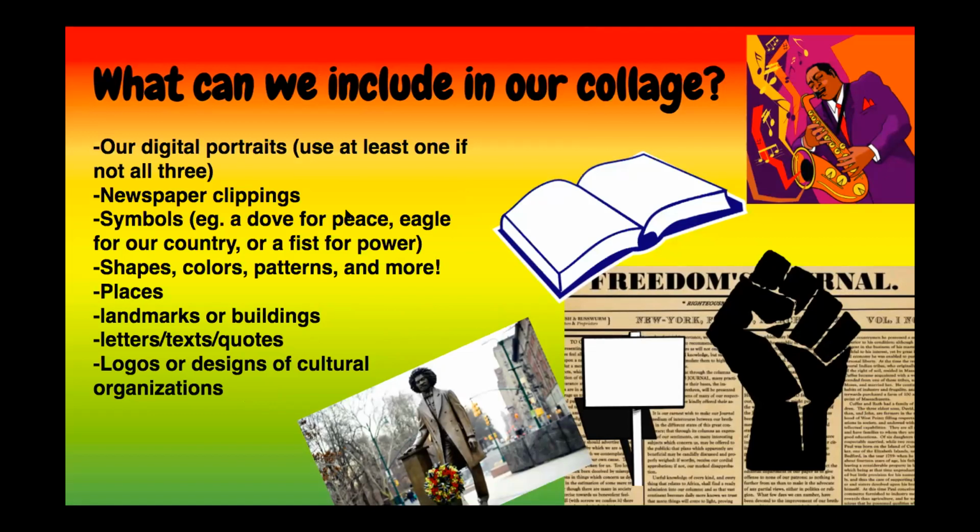You can include other things too, like newspaper clippings, symbols. Some examples of symbols are a peace sign for peace, or a dove. An eagle represents the country or freedom, a fist for power. You can use shapes, colors, patterns. You can use landmarks or buildings, places. And in mine, I also use a poem, part of a poem. And you can also use different logos or designs of cultural organizations. So you could really just clip and put things together however you want.